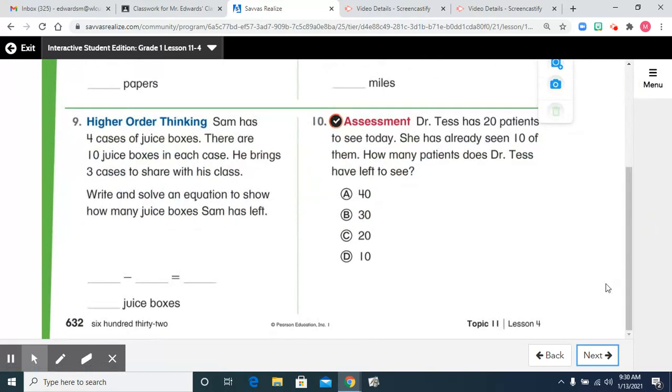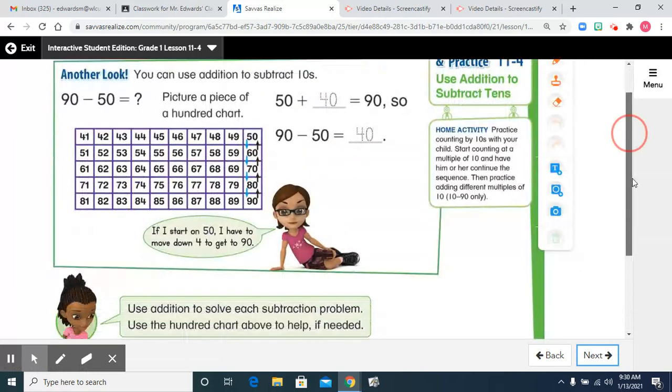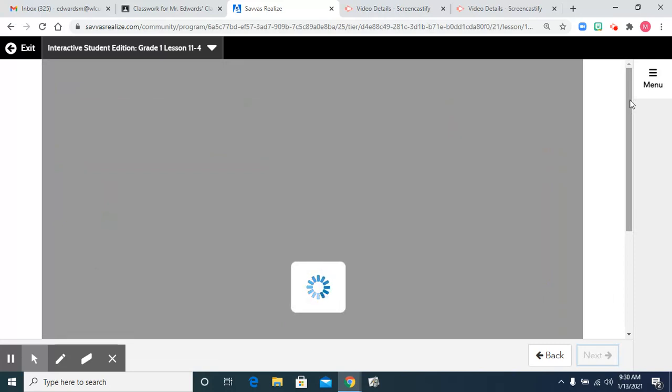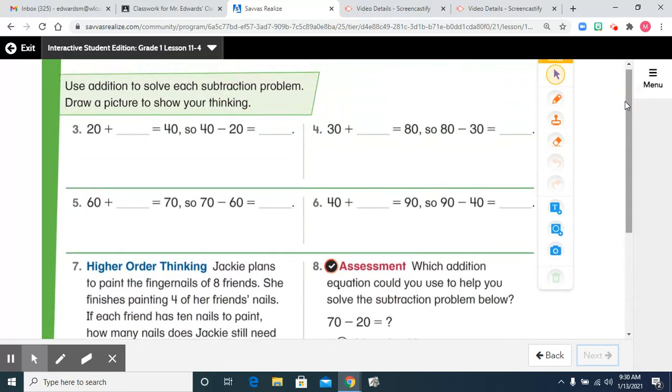Page 632. You could also do a problem or two on page 633 or 634. Okay? Now remember, you don't have to do them all. Just pick one from each page or just do one problem from one page. Just get a little extra practice in, please. After you are done with your workbook pages, please do your quick check on the Savas website. Please do not get behind on those.